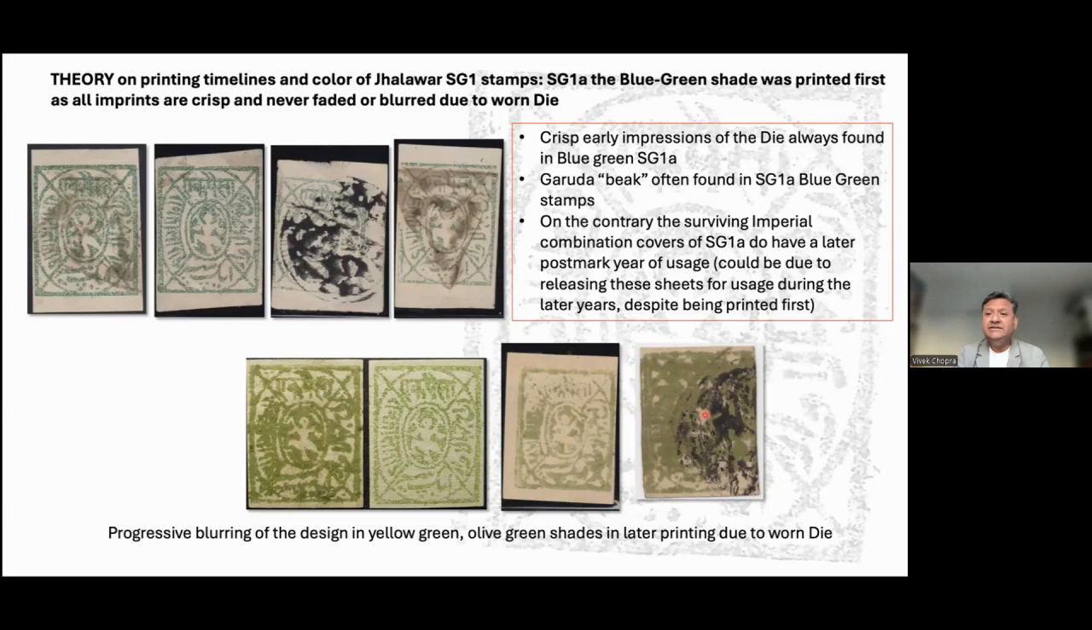But in reality, when you look at surviving imperial combination covers, where you can actually see the date when it was used, these blue-green stamps always have a later year of usage, right? So in terms of having a valid proof, it actually negates the fact that these were printed first, and these were printed later, right?